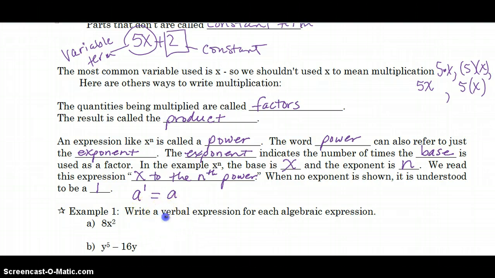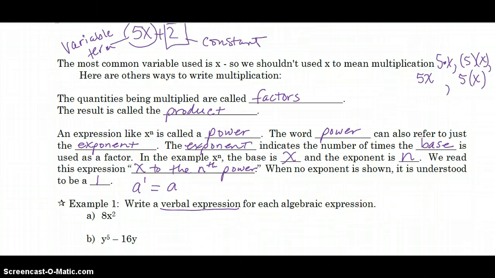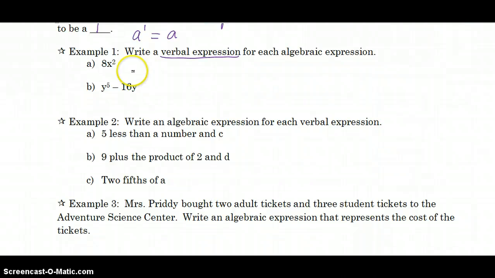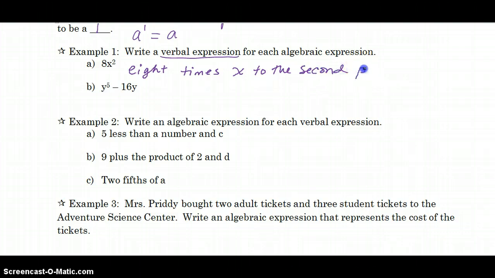Okay, write a verbal expression for each algebraic expression. So take these algebraic expressions and put those into words. This is 8 times x to the second power. And the fancy way of saying to the second power is, I'm going to let you fill in the blank. I'm going to check to see if you know the fancy way of saying the second power.